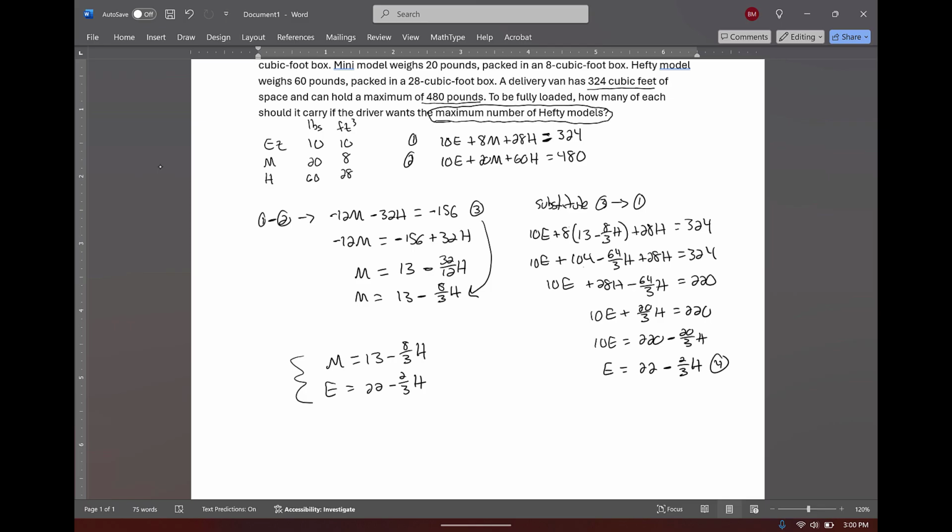So my question is, how many heavies can I get so that I still have the minis and the easies I'm able to bring with me? Now keep in mind, inherently in this problem, the numbers of minis and easies can't be negative. They have to be positive numbers, right? And they need to be integer values. So as we start to plug numbers into these equations, we're going to get some fractions or some decimals, if you will, right? And let's talk about how we're going to manage that.